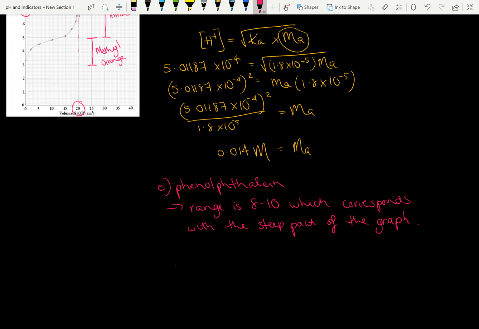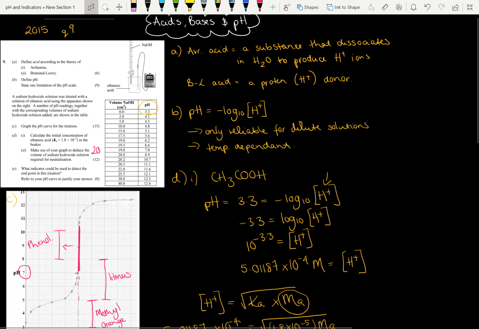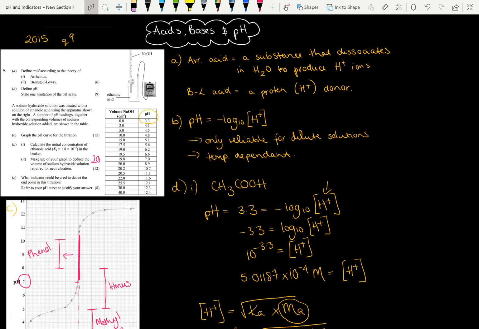Okay, so that is the 2015 question. As I said, if you have any questions about this graph in particular, send me an email, or if you're not happy with how the indicator selection works, just send me a message and I'll get back to you.